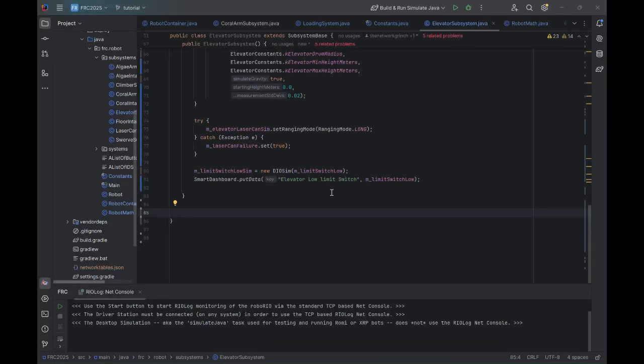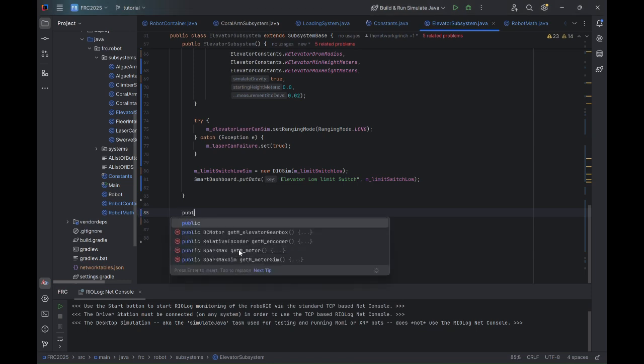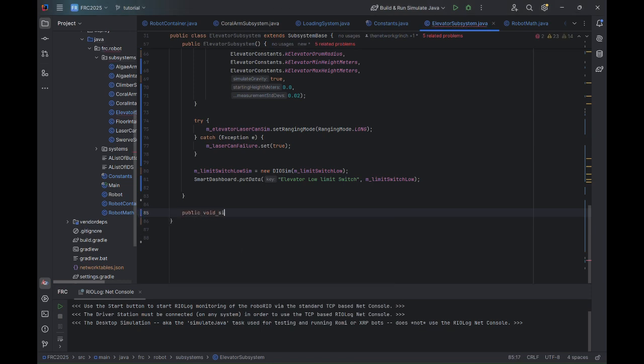Next, let's look at the simulation periodic. The simulation periodic will just keep running whenever you are running a simulation.